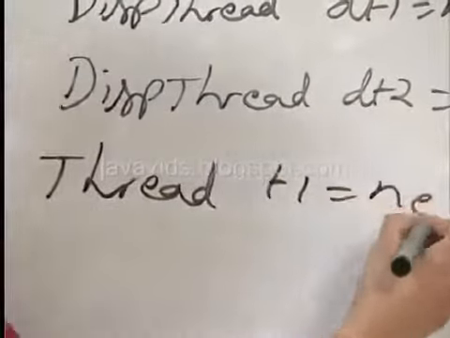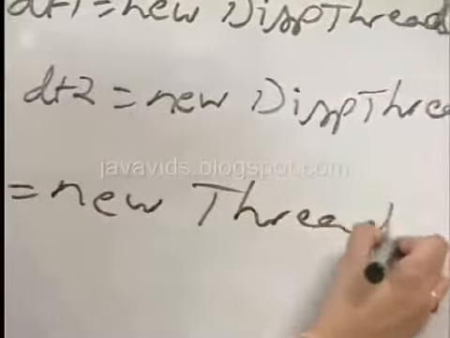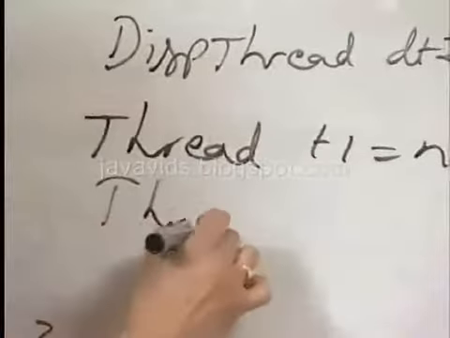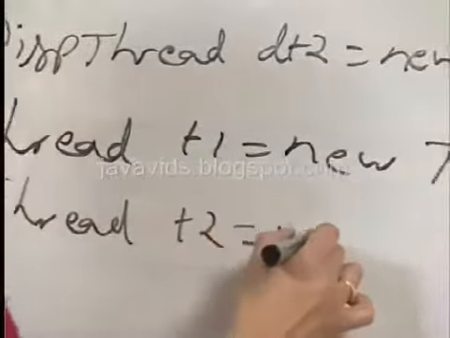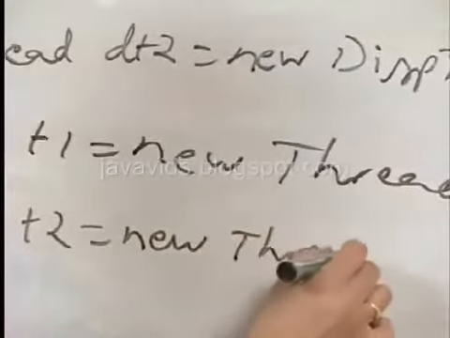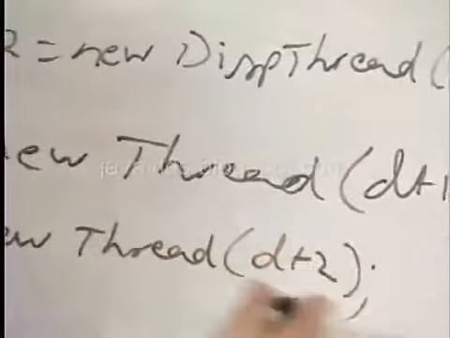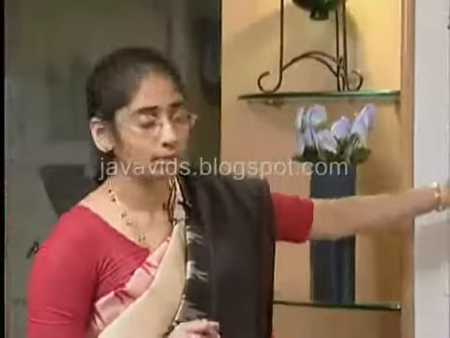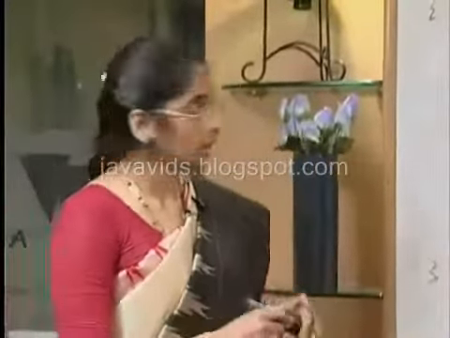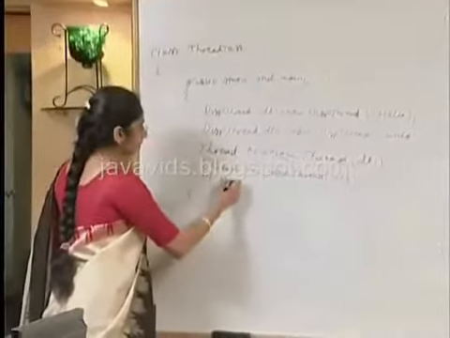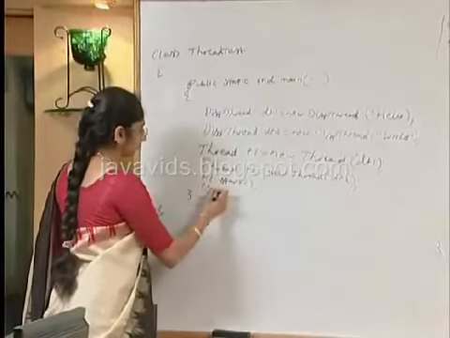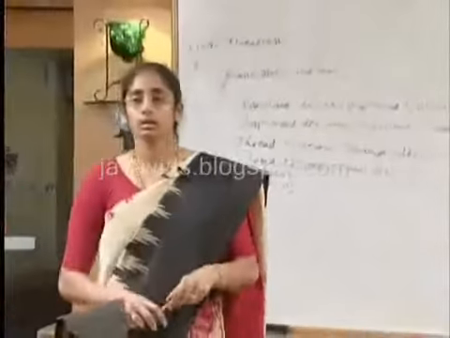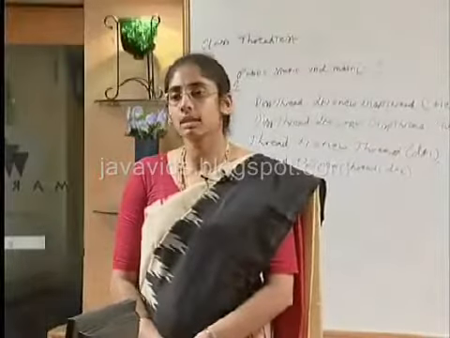Thread t1 is equal to new Thread, pass the Runnable object to it, dt1, and dt2, two different Runnable objects, because we want to have two different messages for each of the threads. Call the start on the thread. This is the second methodology to execute the same program.